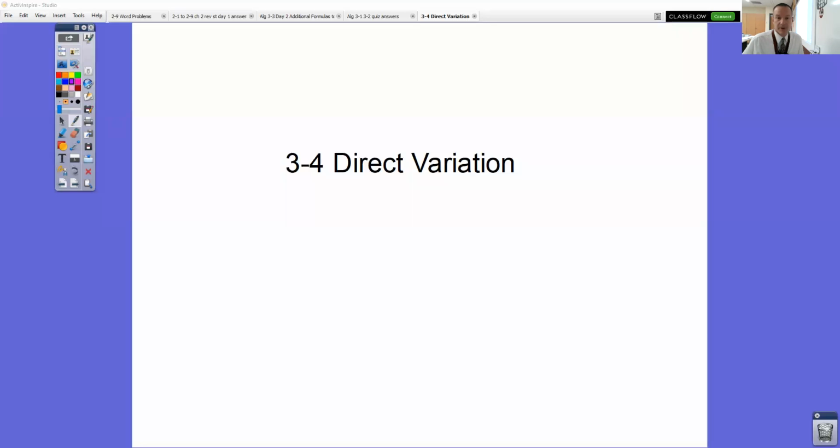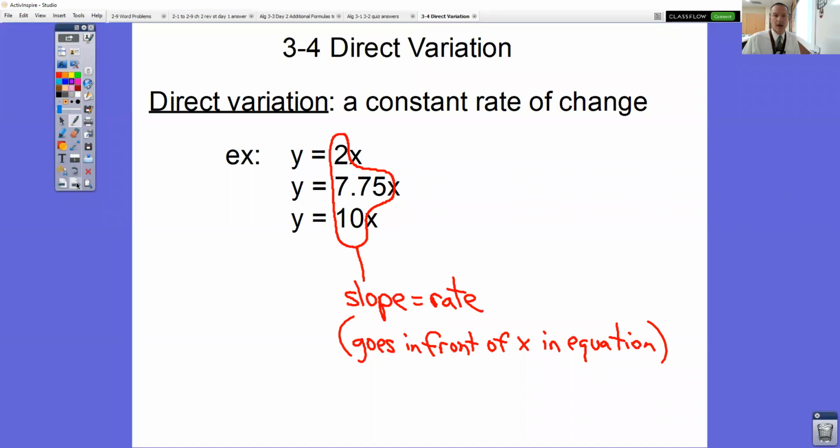This is a lesson for 3-4 direct variation. What you're doing today is basically making a graph of a word problem and then answering some questions about the problem situation as well. So this is called direct variation.